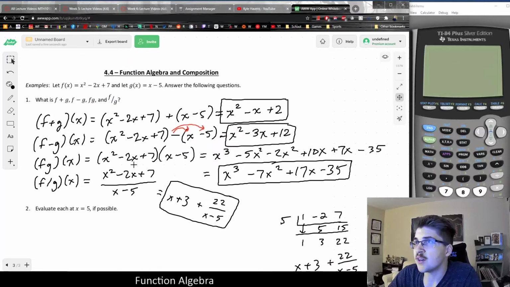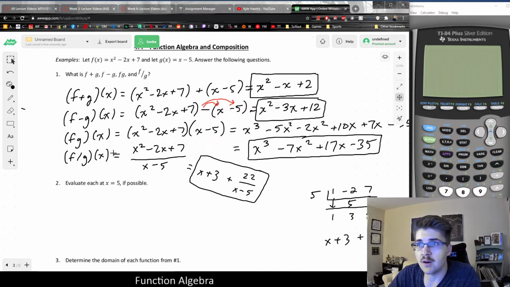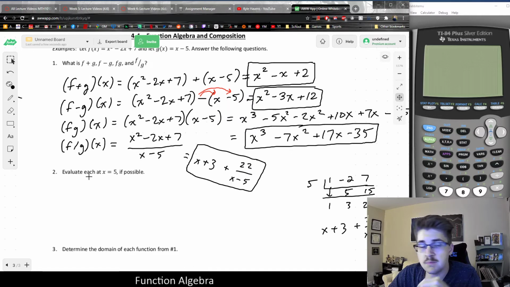In the last video, we figured out for these two polynomial functions, what is the sum function, difference function, product function, and quotient function. In this video, I wanted to talk about using those and actually what stuff like domain and evaluating. So number 2 says to evaluate each function at 5 if possible.